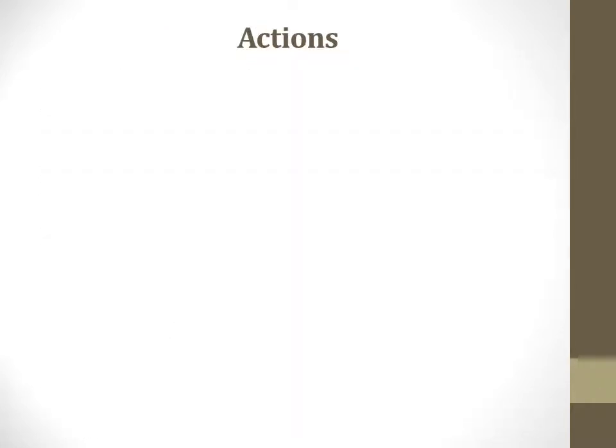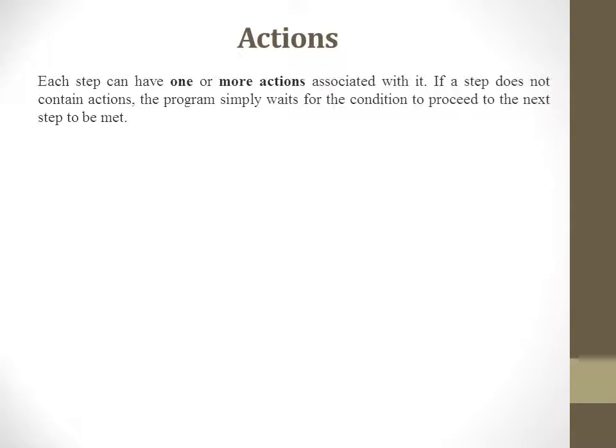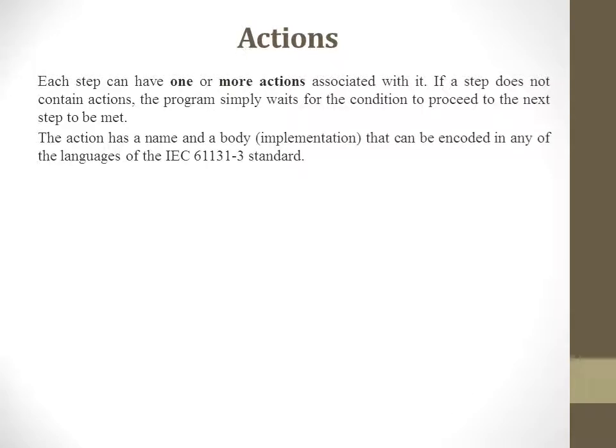So, next main elements are actions. Each step can have one or more actions associated with it. If a step does not contain actions, the program simply waits for the condition to proceed to the next step to be met. The action has a name and a body implementation that can be encoded in any of the languages of the standard.